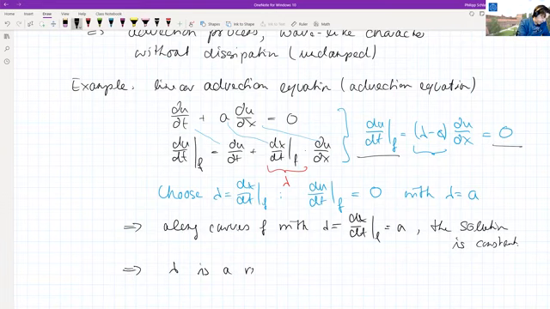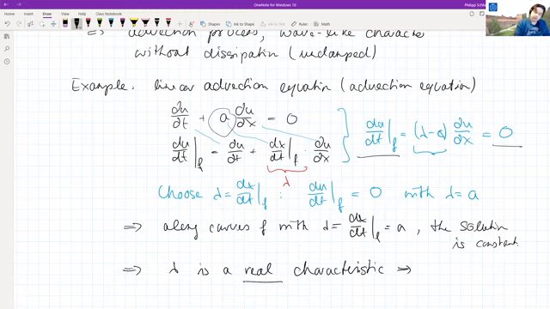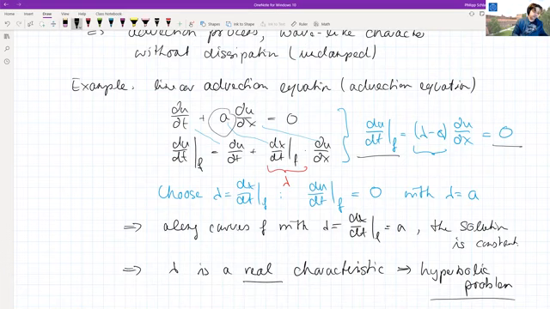And it turns out that lambda is a real number because it's just a. And a, well, we have not written it, but we have assumed that this is a real quantity. So it's a real characteristic. And of course, that means in the classification that we did yesterday, that this is a hyperbolic problem. And that's exactly what we started off with. We wanted to describe hyperbolic problems.